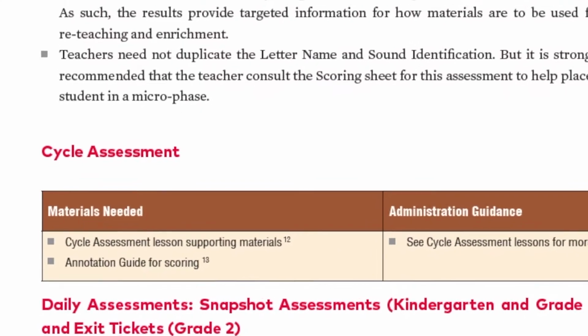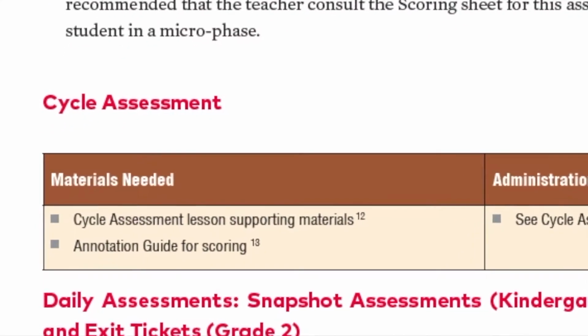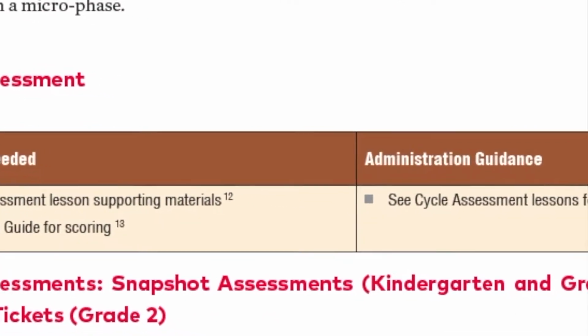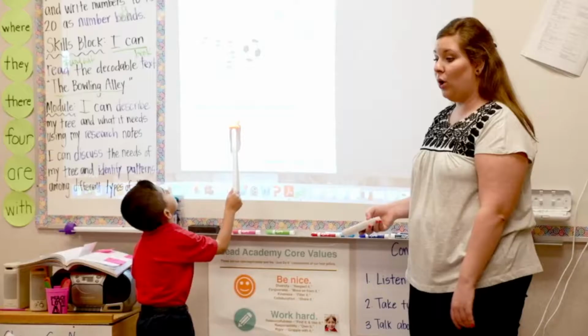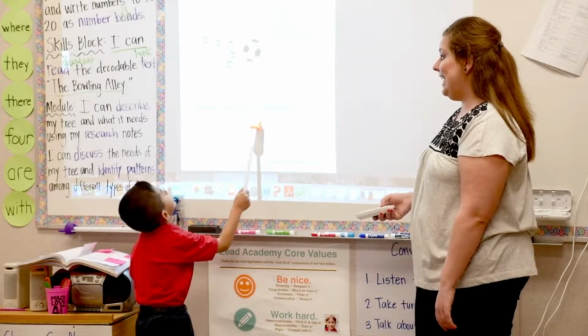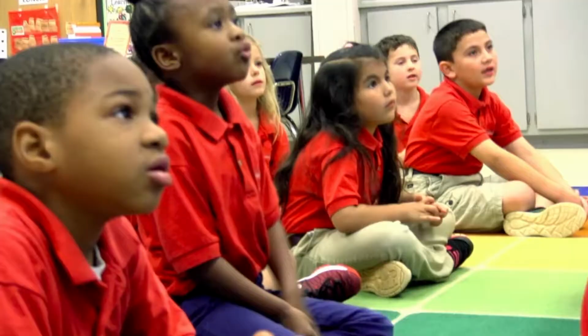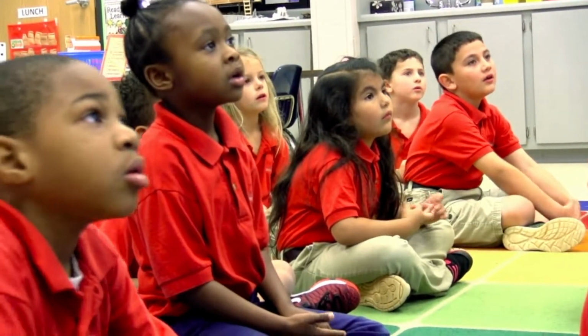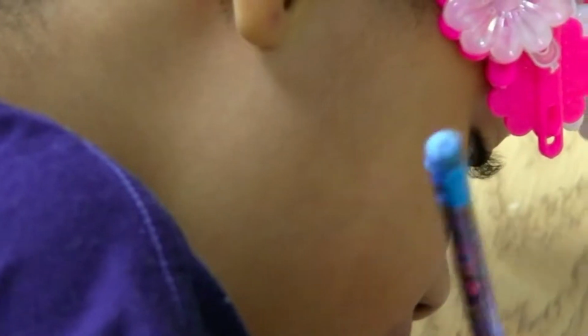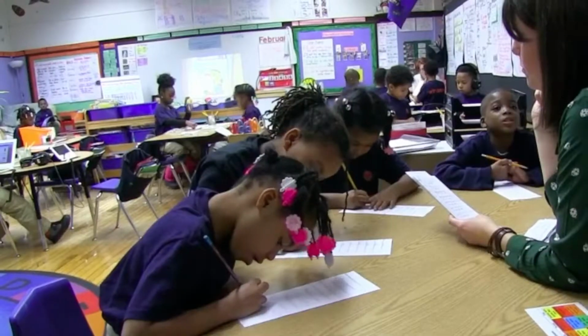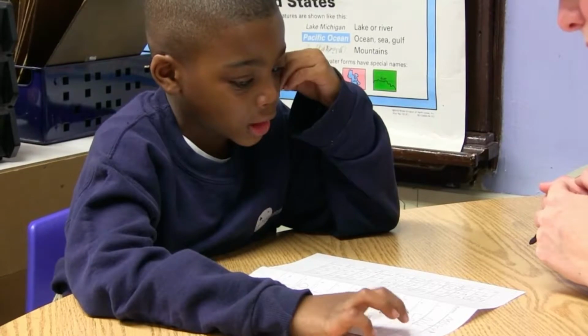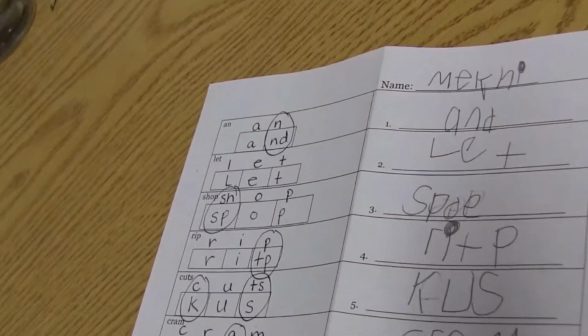Moving on to cycle assessments. You'll get a chance to explore an example of one of those in a few minutes. For now, what is important to know is that these assessments help you track students' mastery of what has been taught during the whole group lessons. In kindergarten, these assessments don't begin until later in the year when students are ready to start spelling and decoding. In 1st grade, cycle assessments happen every week.